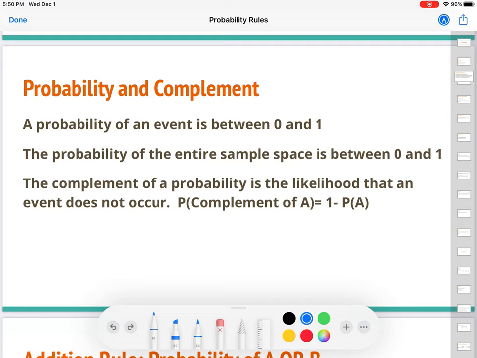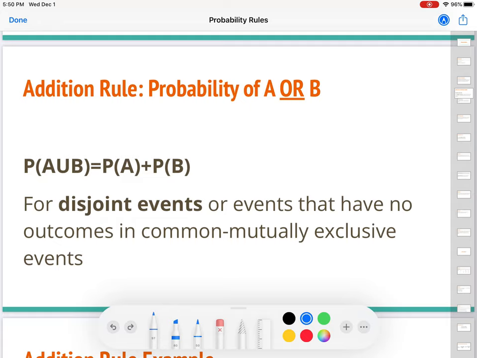The first one is the addition rule, and that's the probability of A or B. Anytime we have this symbol that looks like a U right here, that means or. So this is the probability of A or B. If they're disjoint events, ones that can't be both, like it could be a red M&M or a blue M&M, then you just add those probabilities up. So the probability of A plus the probability of B.